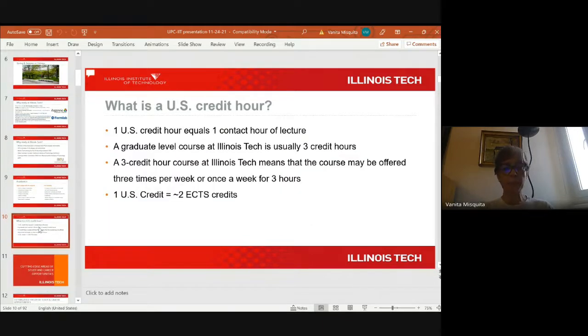Our master degree programs vary in terms of credit hours. They may be 30 credits, 32, or 33 credits. What is important for you to know is the equivalency between ECTS and US credits. Simply put, one US credit is equivalent to 2 ECTS credits. So if you decide to pursue a 30 US credit hour master, that will be equivalent to 60 ECTS credits. That's important for you to know.